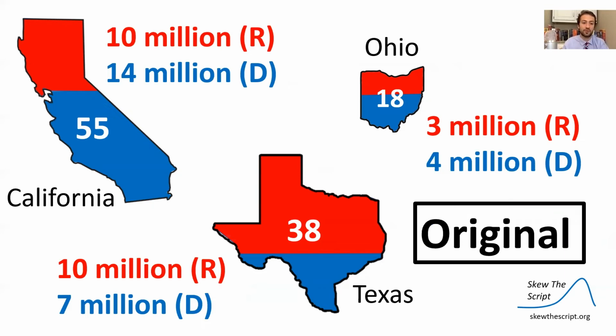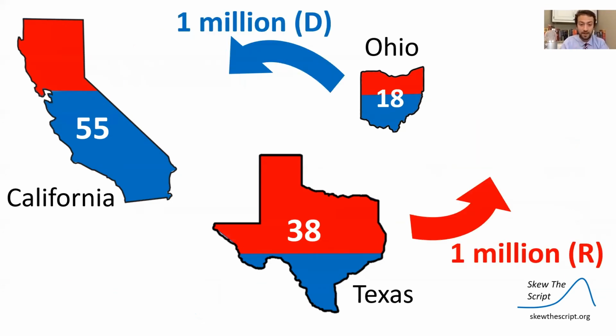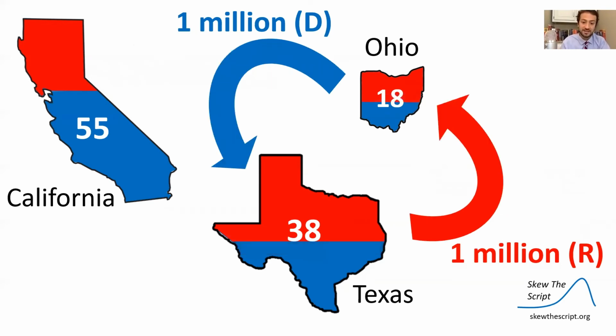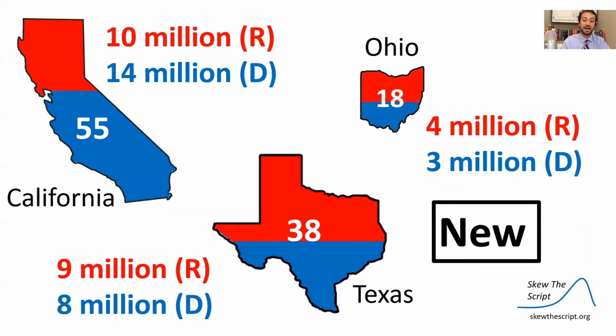Again, California, 14 to 10 in favor of Democrats. Ohio, 4 million to 3 million Republicans. Texas, 10 million to 7 million. This is our original setup. And now we can rotate, Texas gives 1 million Republicans to Ohio, Ohio 1 million Democrats to Texas. We flip-flop those, and now we see our new setup.